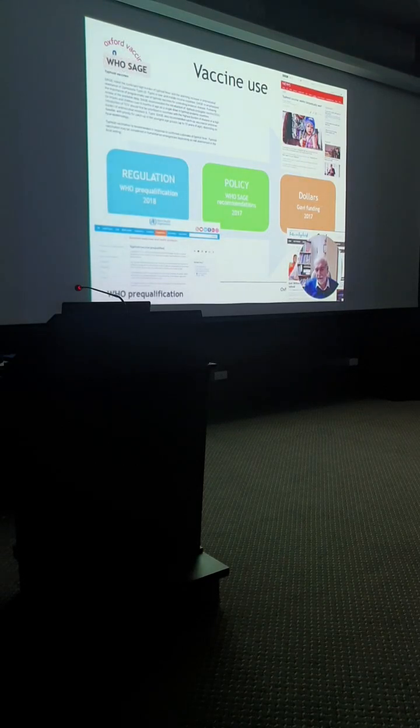And the data from this human challenge study were absolutely pivotal in supporting the World Health Organization's pre-qualification of the vaccine in 2018, the policy recommendations from the World Health Organization, which is to vaccinate children between 6 months and 15 years of age in high burden areas, and finally for the Global Alliance for Vaccines and Immunization to release $80 million for funding to help countries introduce typhoid vaccines.